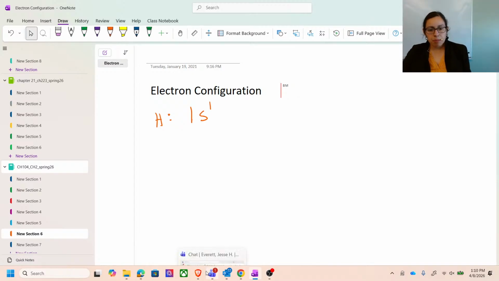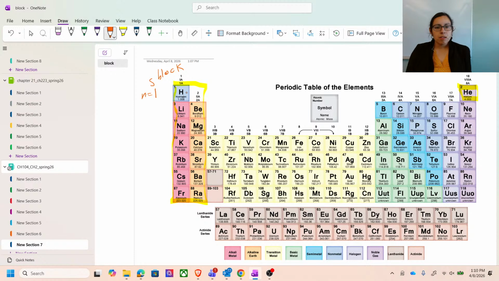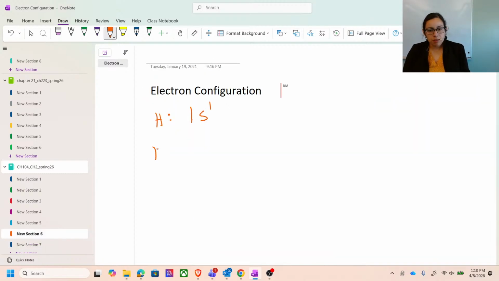Then we can keep going across the periodic table here. So 1, 2, the next element over is helium. Now this explains why it's over here and why it's part of the noble gases, and why it only has 2 electrons. So helium is now 1s2. We say that this is satisfied by the duet rule.